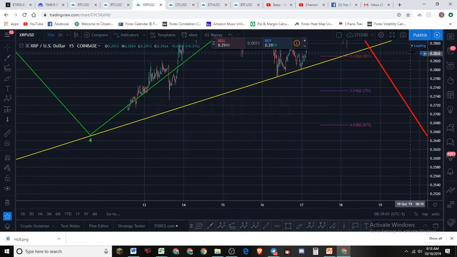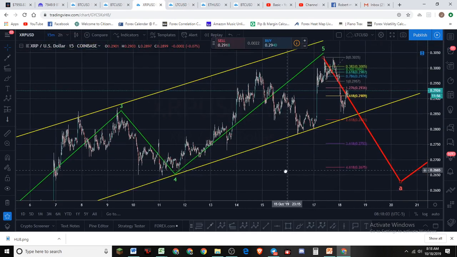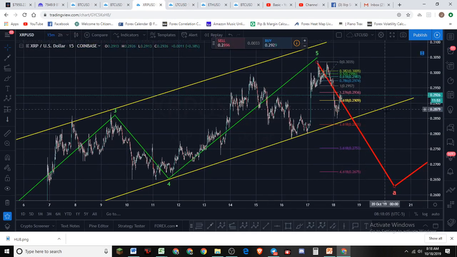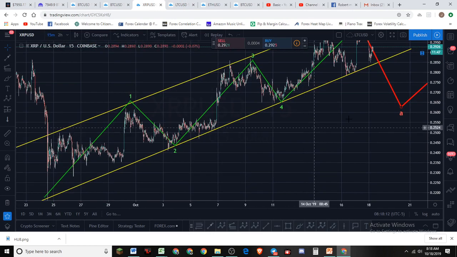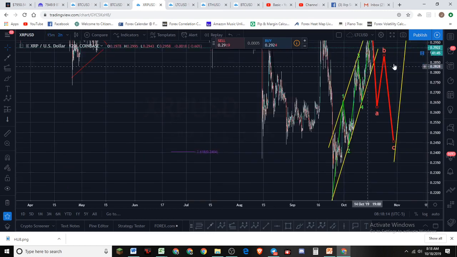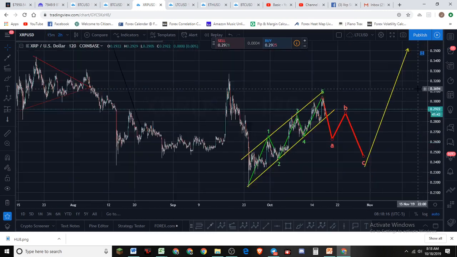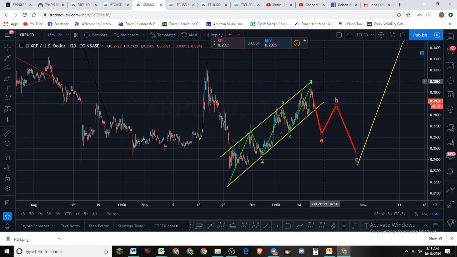XRP is in a channel right here, and I know everybody's probably waiting for it to come back up, but guys, I don't think it's going to come back up. I mean, it could, but it's just not going to stay in this channel forever. Okay, I'll show you the channel in XRP. I count the 5 waves. They're all 3-wave-ish in there. So 1, 2, 3, 4, 5, like so. Looking for a 3-wave pullback to the downside. So that's going to be correlating with Bitcoin downside as well.